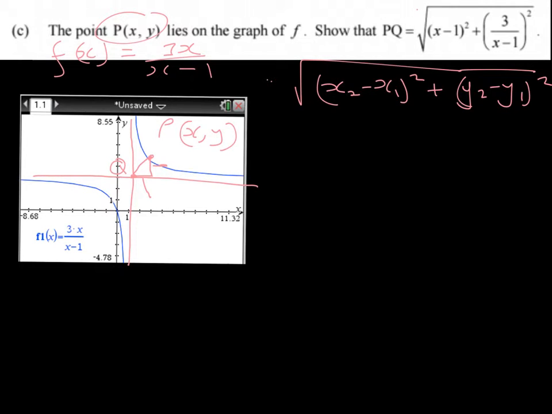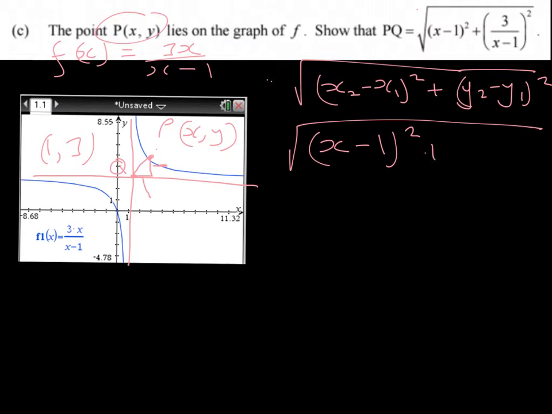So if we look at our 2 points, we've got P, which is (x, y), and Q, which is (1, 3). So I'm going to be looking at the square root of x2, which is just x, minus x1, which is 1, plus y2, which is y, minus y1, which is the y coordinate of Q, which is 3. Now we can see at the moment I've got 2 variables, x and y, but up here we're being asked to show that PQ equals this expression, which is only in terms of x. So we've got to figure out how we can get into terms of x.